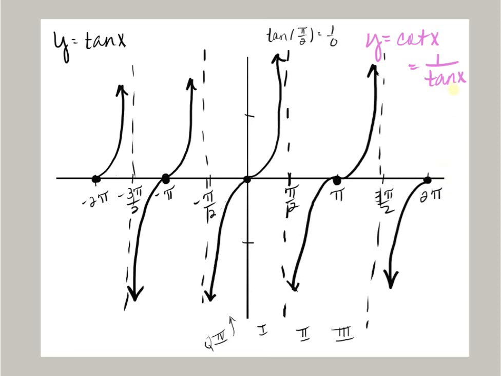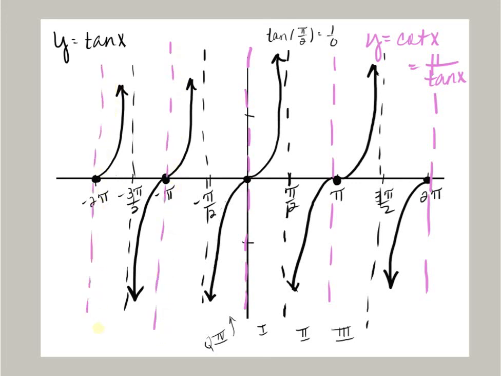Where the tangent is 0, the cotangent will be undefined. But we also get to say where the tangent is undefined, what do you think cotangent will be? Well, we can go back and look at our unit circle and see that tangent at pi over 2 was 1 over 0, and that's why it was undefined. If we flip that fraction over, we're going to get 0 over 1. And so instead of being undefined at pi over 2, cotangent will be 0. So all these places where tangent had an asymptote, cotangent is going to have a 0.